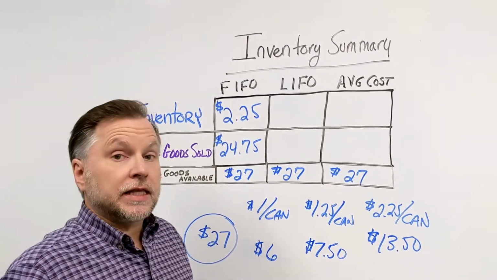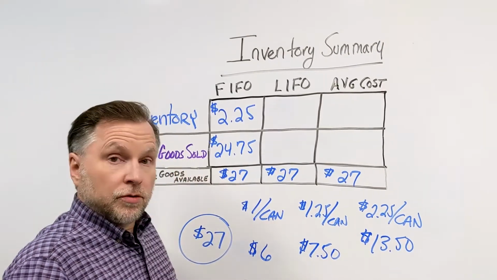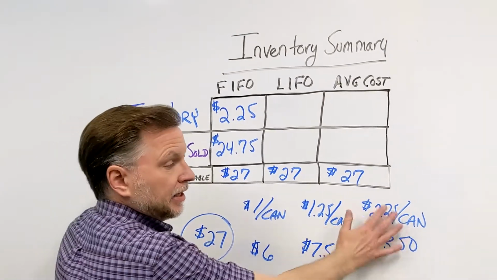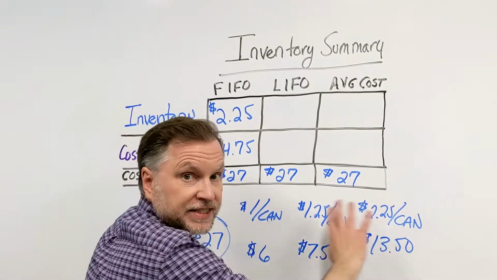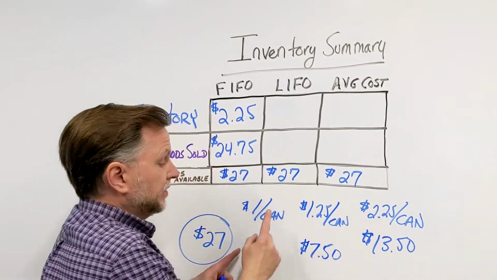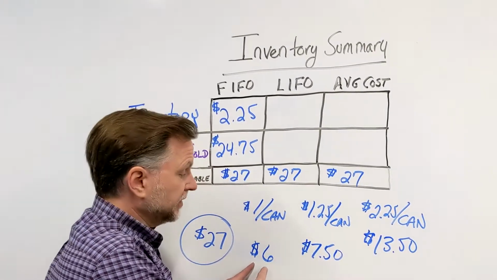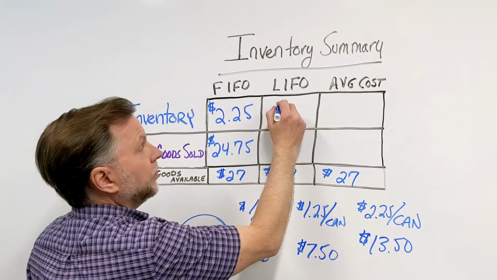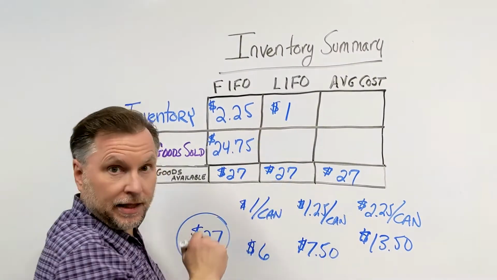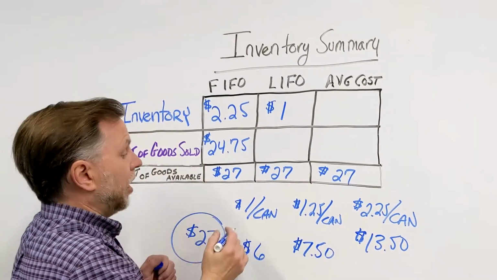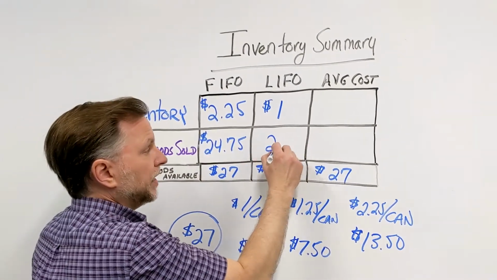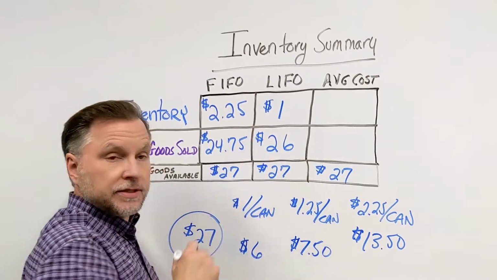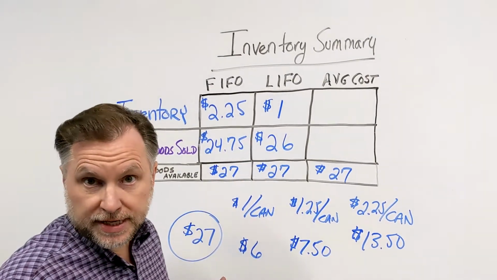Now if it was the LIFO method, remember LIFO means the last stuff in is the first stuff that's gone. So that means the one remaining can must have been the ones that Albert Einstein brought in. So it would be worth $1. That means our cost of goods sold would be $26 that would flow to our income statement.